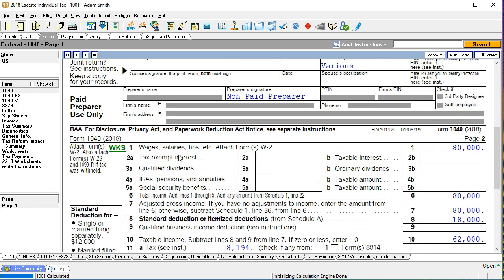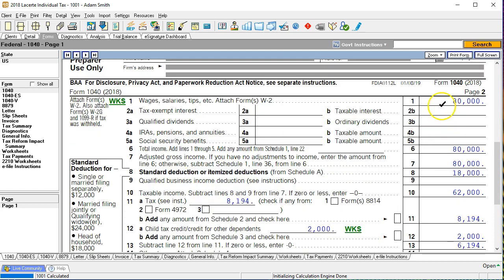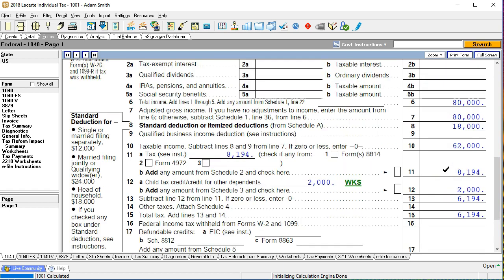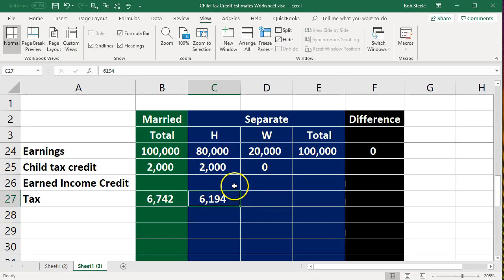We have the dependent qualifying for head of household typically, and there's the 80,000 minus the standard deduction of 18,000, giving us a taxable income of 62. The tax is going to be 8,194, plus you've got that tax credit to bring the tax down now to 6,194. Here it is in our worksheet.